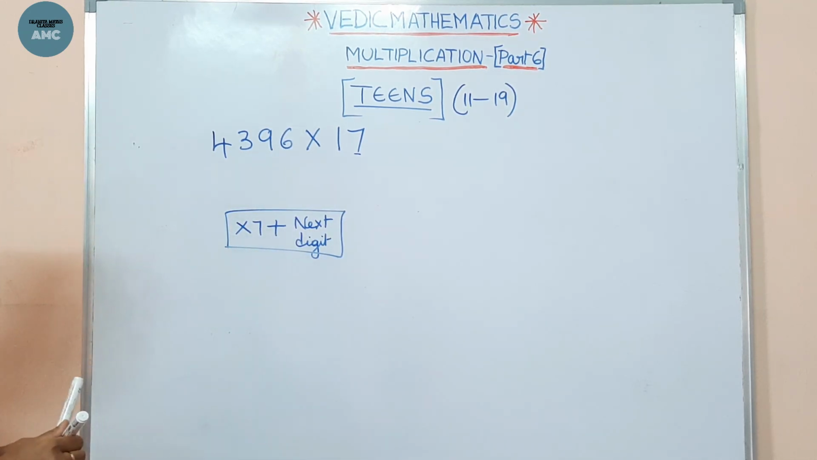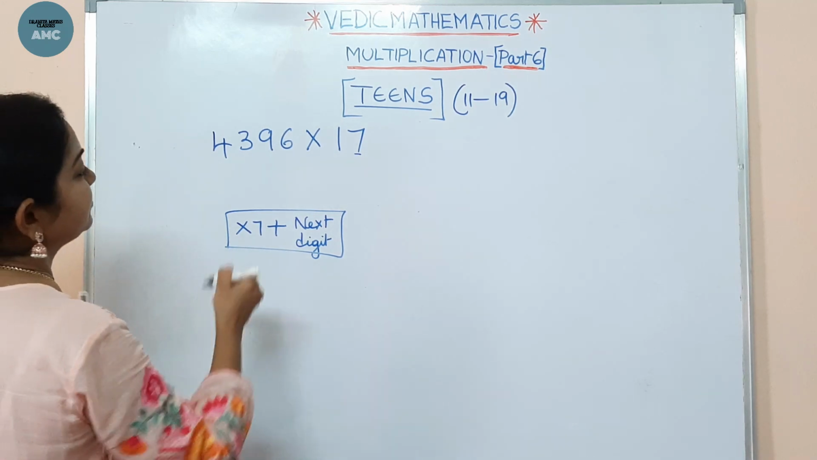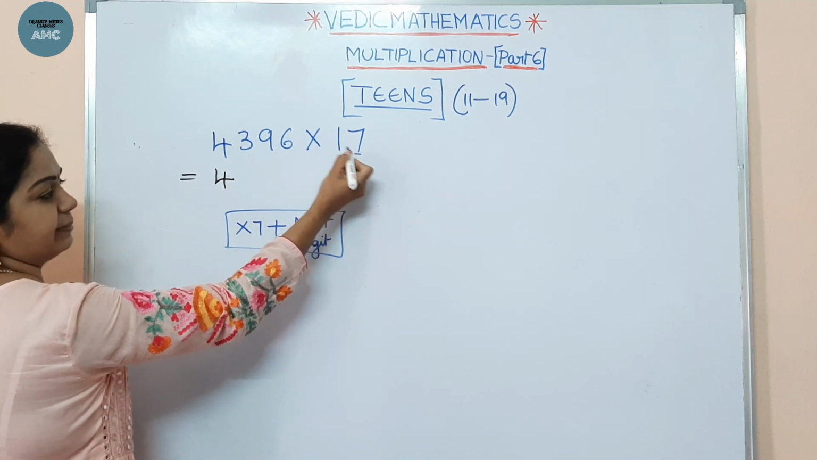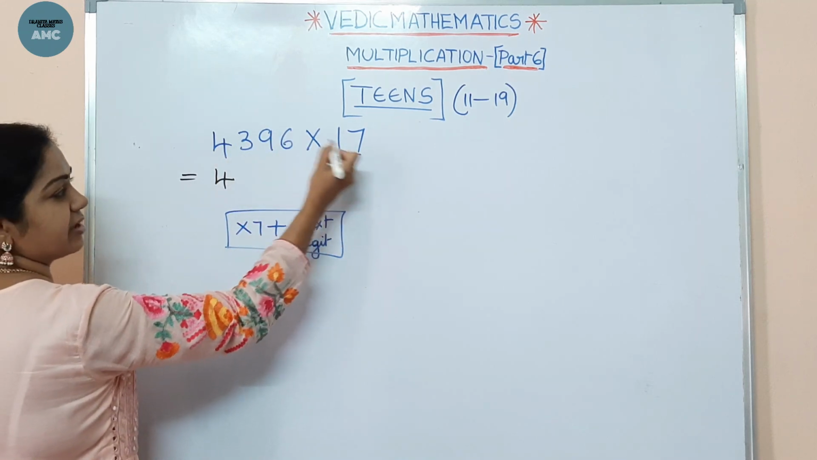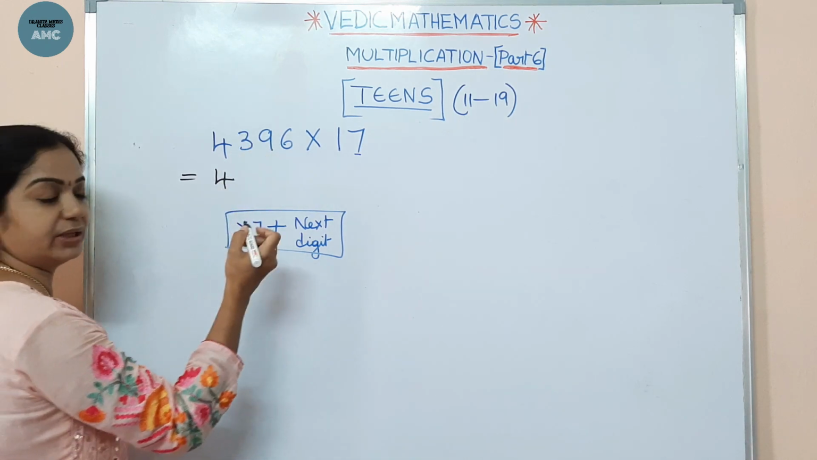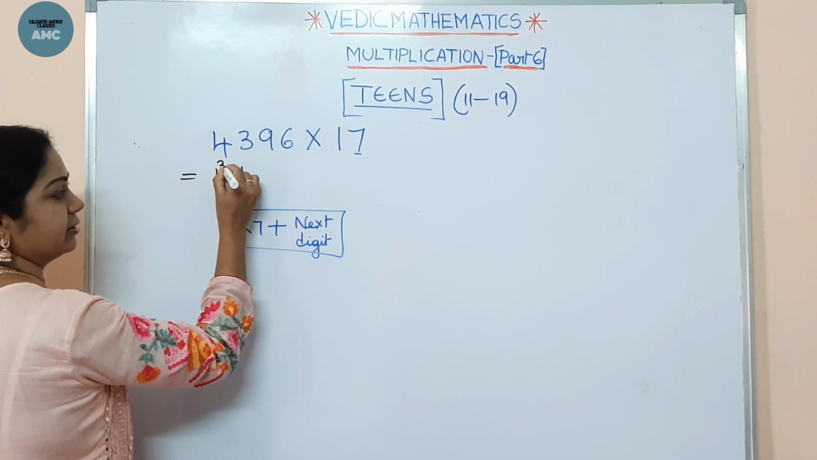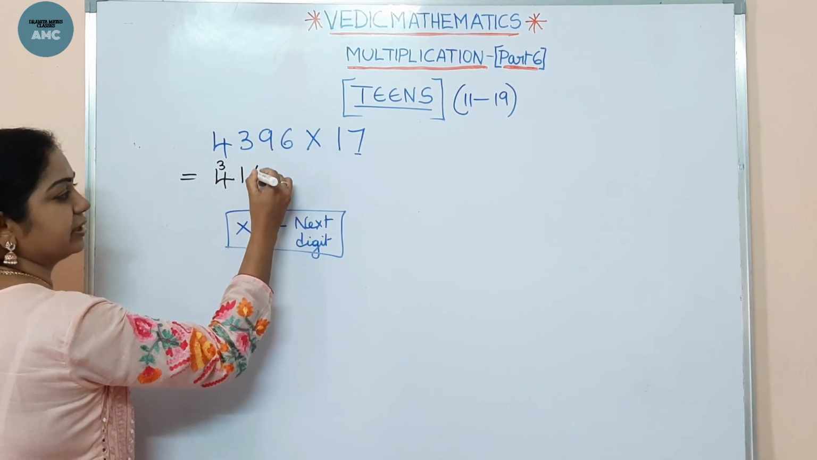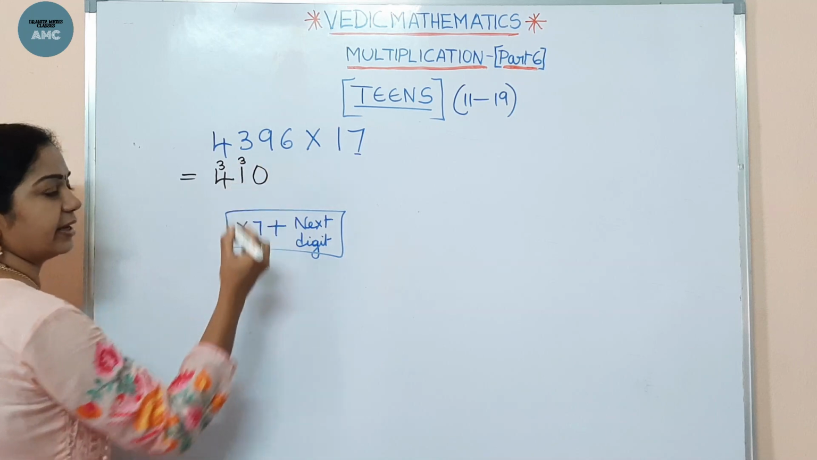Right. Now here, let's get started. First one, drop it as it is, 4. Now we will multiply with 7. 7 times 4 is 28. 28 plus 3 comes to 31. So 1 and 3. Now 7 times 3 is 21. 21 plus 9 comes to 30. 0 and 3, 3 carry over.